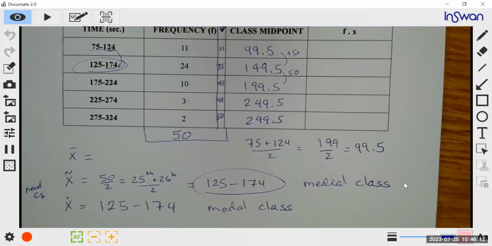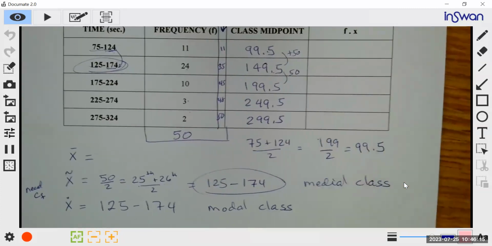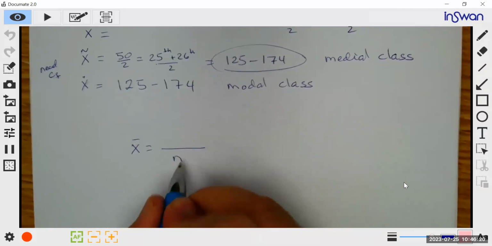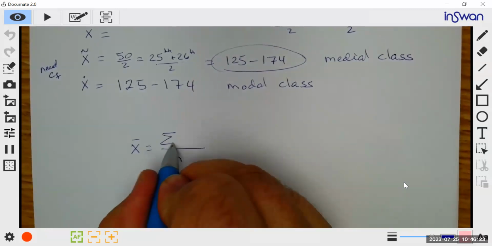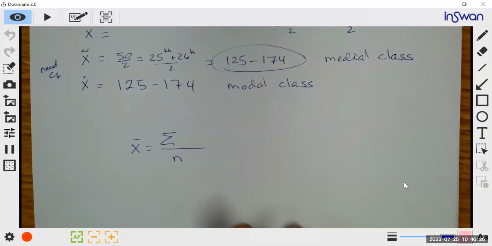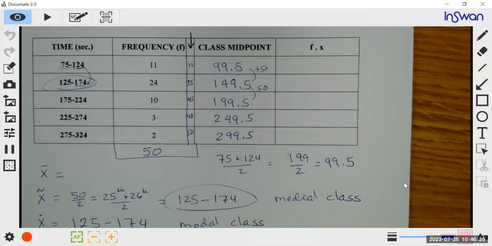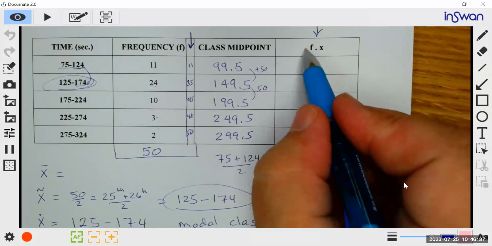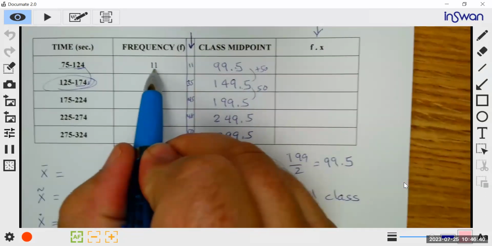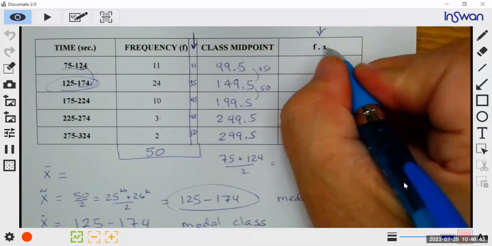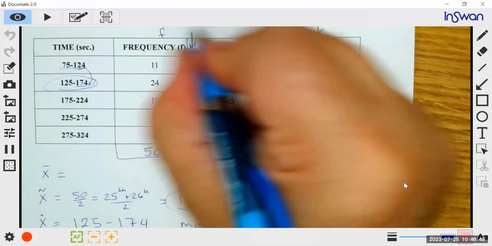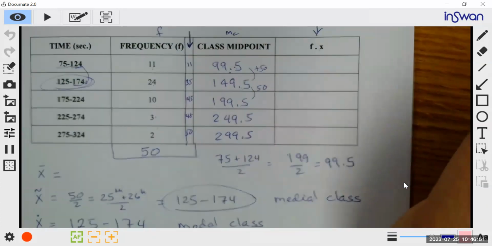Now, to find the average, we know we have n. We have to add up all of our data. So which column adds up all of our data? This one. F times X, the frequency times the mid class. So we take this times that.